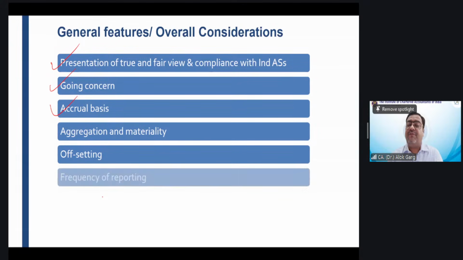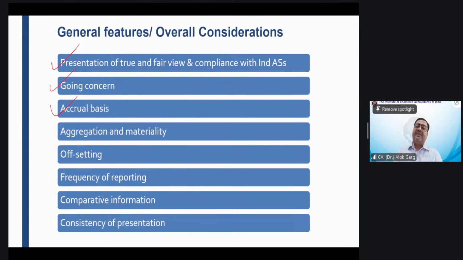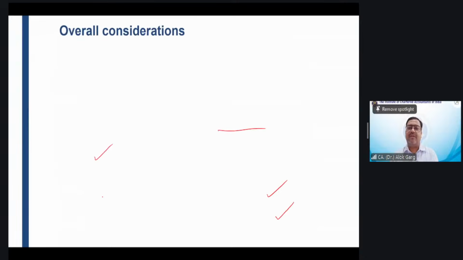Frequency of reporting: it has to be at least on an annual basis. Comparative information has to be given for at least 1 year. Consistency of presentation: the presentation in the financial statement has to be consistently applied from one period to another. Are you comfortable with this? Okay. Let's go to the next concept.